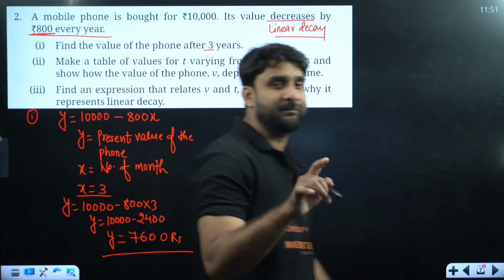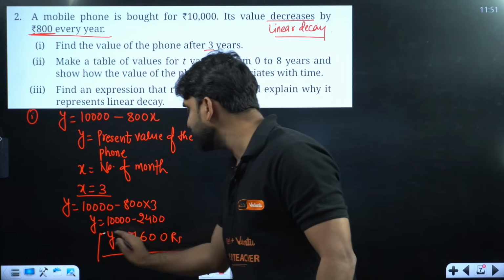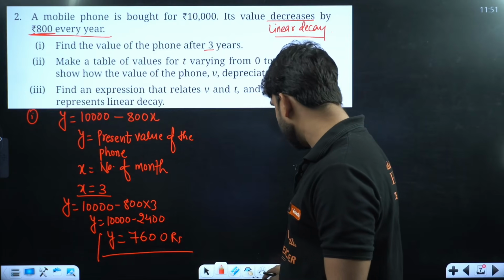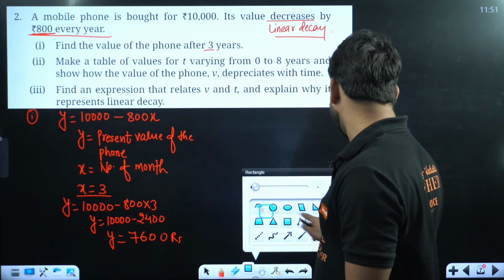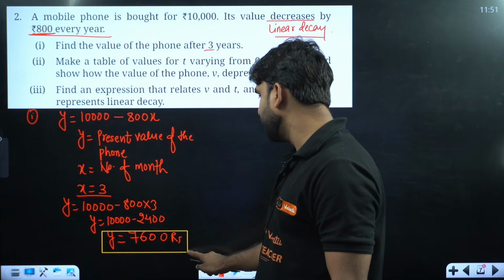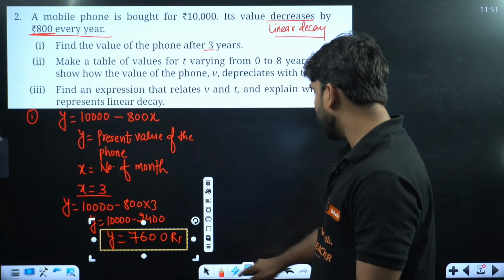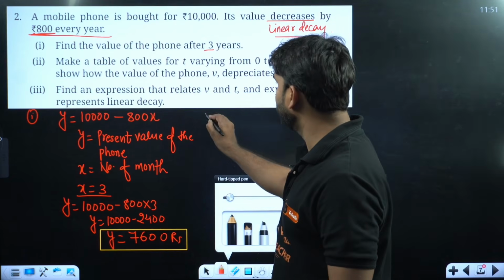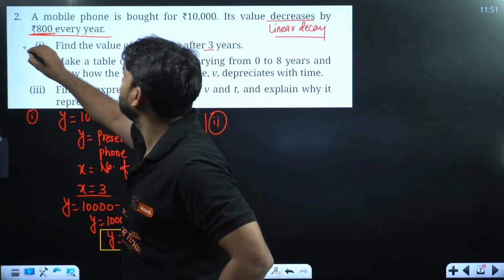So after 3 years, the worth of the phone, the value of the phone, has remained equal to what? Champions, what? Rupees 7,600. This is the value of the phone remained after 3 years. Okay, first is done. Moving to next question.